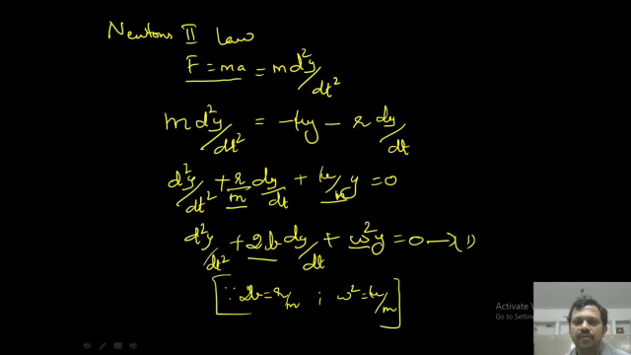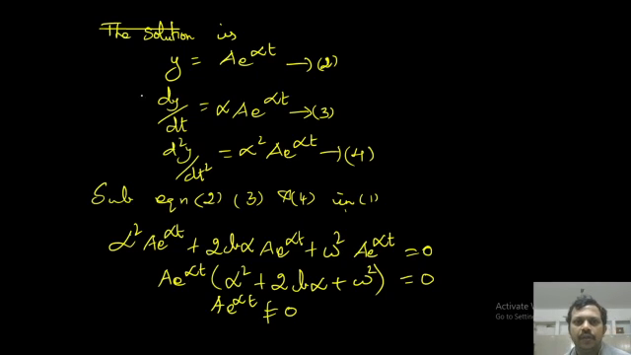When there is a differential equation, it should have a solution. So for this second degree differential equation, the solution is y is equal to a into e power alpha t. So you got equation number 2. Then you differentiate this: dy by dt is equal to alpha into a into e power alpha t, and differentiating again, alpha is already there, so d square y by dt square is alpha square into a into e power alpha t.